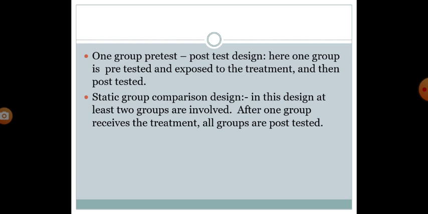In this design, at least two groups are involved. After one group receives a treatment, all groups are post-tested.